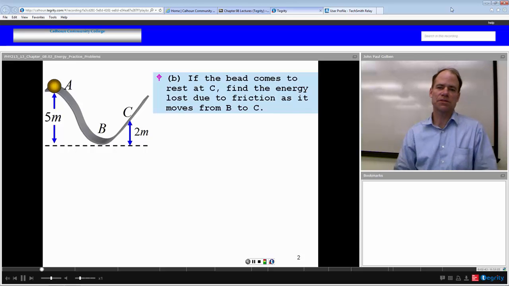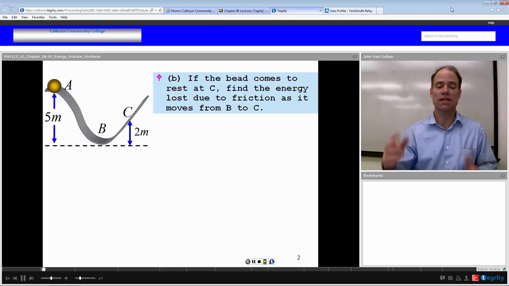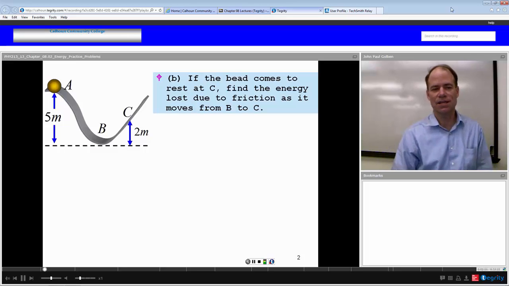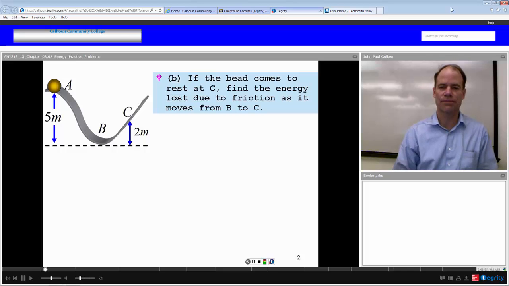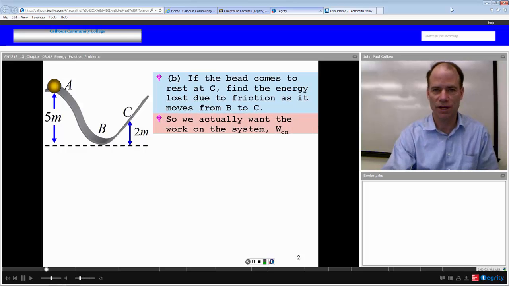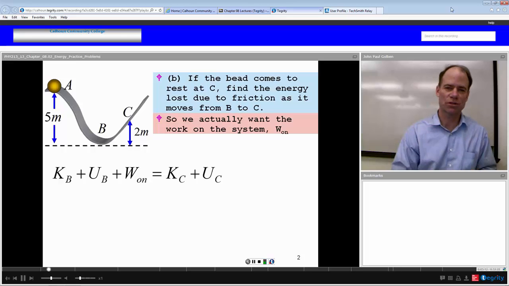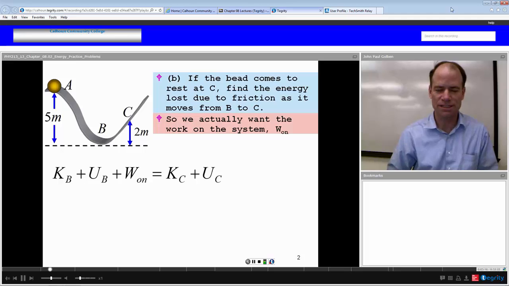If the bead comes to rest at point C, find the energy loss due to friction as it moves from B to C. So from B to C it's rough, and we're going to come to rest momentarily at point C, so we are going to lose energy along the way. How do we approach this? Well, we're going to use the same one equation to rule them all, and we're going to use it between B and C. So we have the kinetic energy at B plus potential energy at B plus any work done along the way equals the kinetic energy at C plus the potential energy at C.